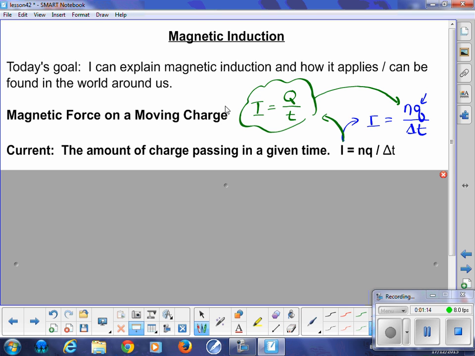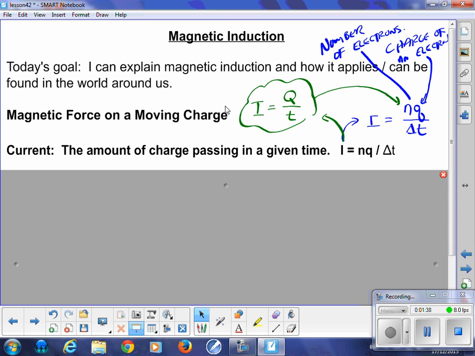I'm running out of room here pretty quick, so I'm going to go up. I don't have a margin like you guys. Q is the charge of an electron, and N is the number of electrons. So you can see that it's a variation of that formula. Instead of talking about the total charge, we're talking about how much each electron has, and then multiplied by how many electrons we're dealing with.